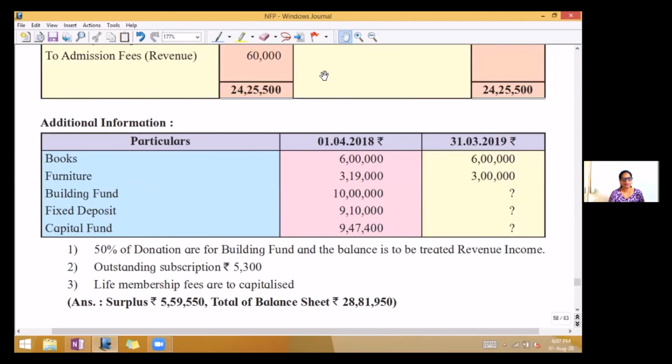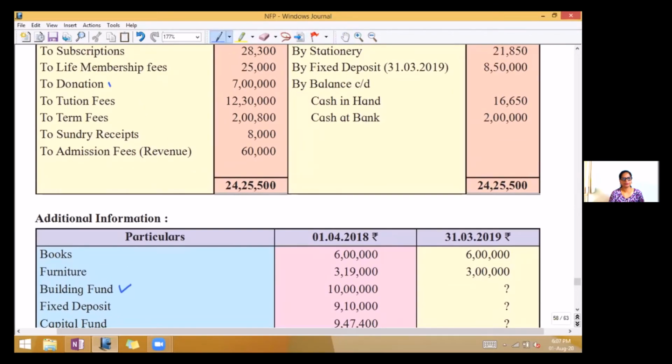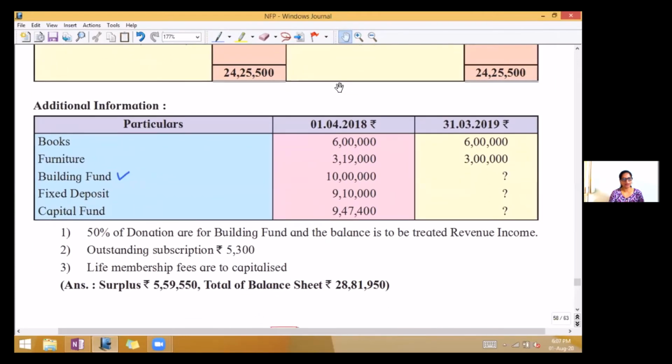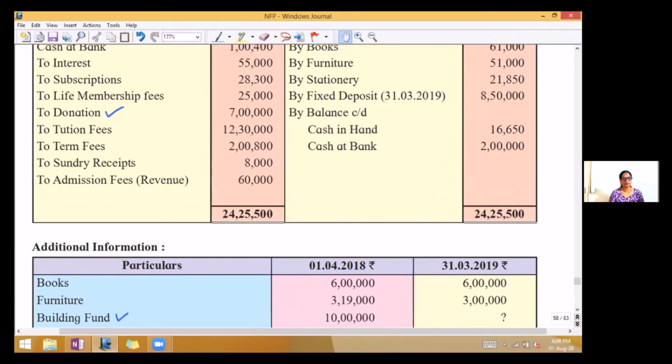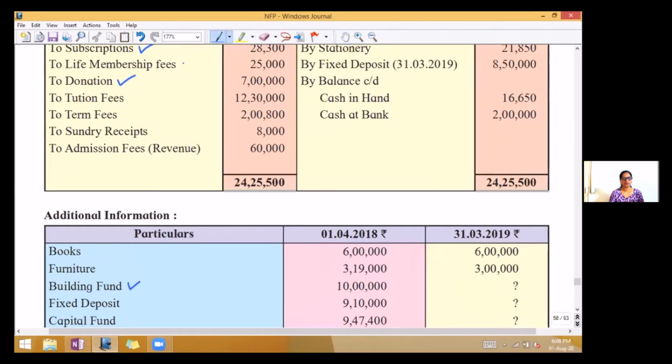Next, the adjustments. 50% of donation are for building fund and the balance is to be treated as revenue income. So tick mark building fund in the additional information, and donations on the receipt side. Next adjustment, outstanding subscription 5,300. So on the receipts, tick mark subscriptions. And the last one is life membership fees are to be capitalized. So tick mark life membership fees.